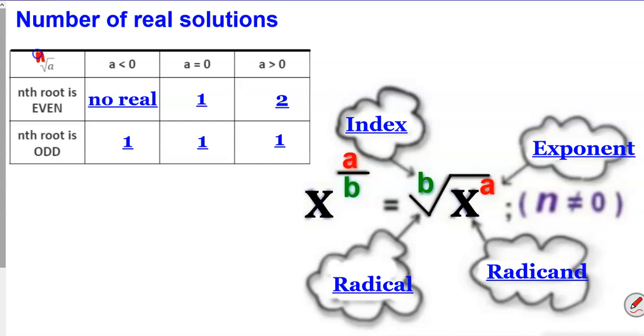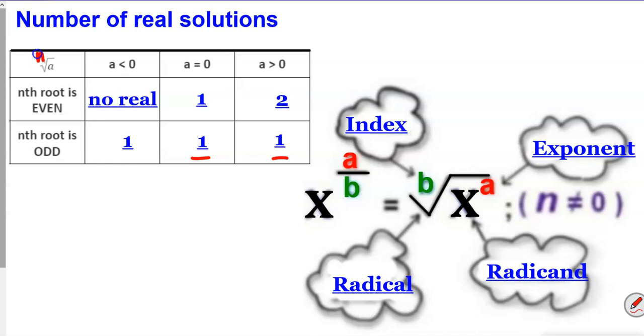When a is equal to 0, it's going to be 1 real root. And when a is greater than 0, it's going to be 2. Why? Because we put the plus or minus in front of it, if you remember, when it's an even root, okay? So now when n is an odd root, if it's less than 0, we get 1 root. If a is equal to 0, we get 1 root. And if a is greater than 0, we get 1 root, okay? So no matter what, with an odd root, we get 1 root, okay?